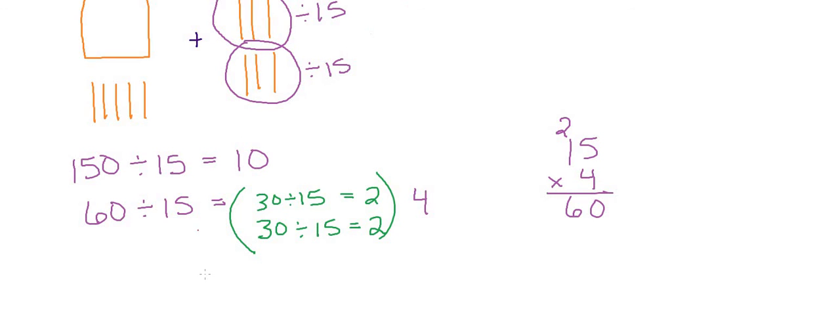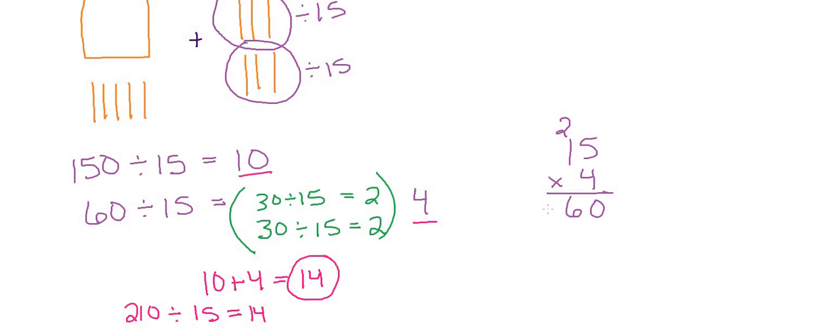So then we come back to, we need to add those numbers together. 10 plus 4 equals 14. So our final answer for 210 divided by 15 is 14. And we should always double check our work. So we have 15 times 14.